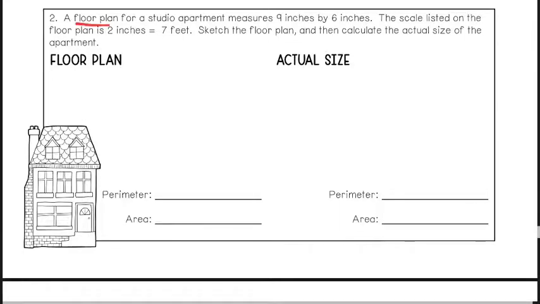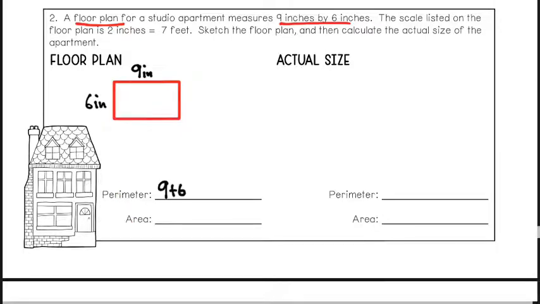So to start out, I'm just going to go ahead and use the floor plan for the 9 by 6, and I draw a little rectangle here, and I'm going to make it 9 by 6. So we have 9 inches for the base and 6 inches for the height. I can then determine the perimeter and area based off of that.